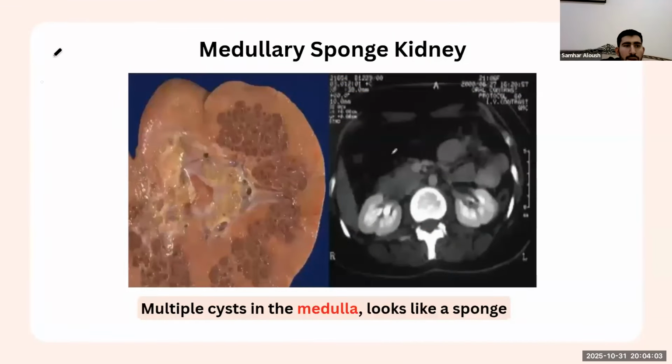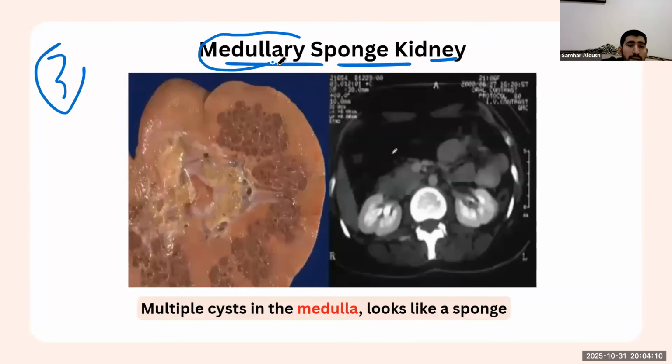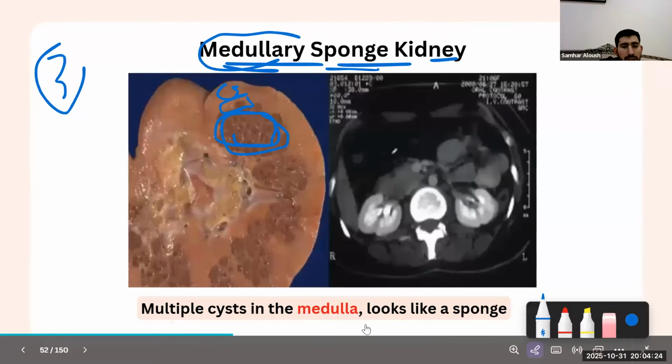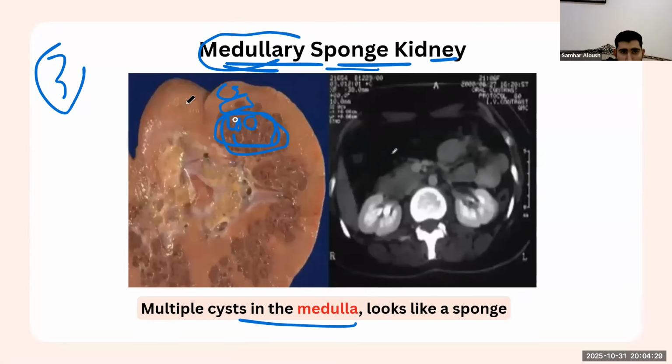Okay, now we finished the three diseases of the cysts. Now the fourth, medullary sponge kidney. From the name, it's medullary, so where will the effect be? On the medulla itself. This is above the cortex, here the medullary junction, here the medulla. Medullary sponge kidney affects the medulla itself. It causes multiple cysts in the medulla. As you see, there are many cysts inside, but not in the cortex, only in the medulla. It looks like a sponge because of the many cysts in the medulla.